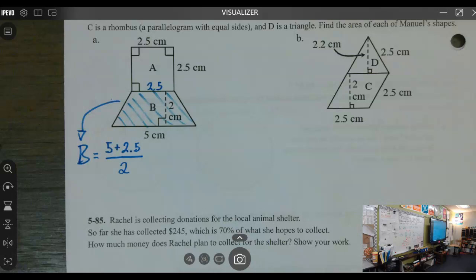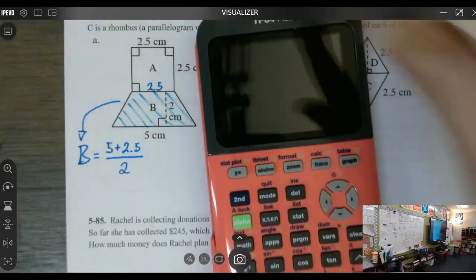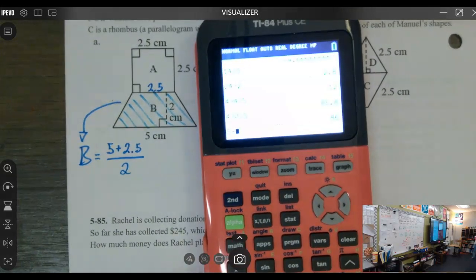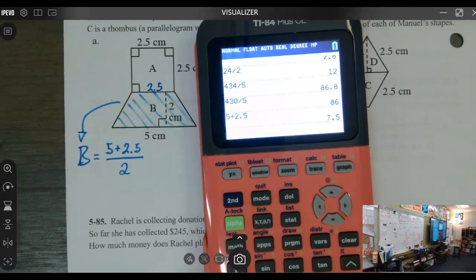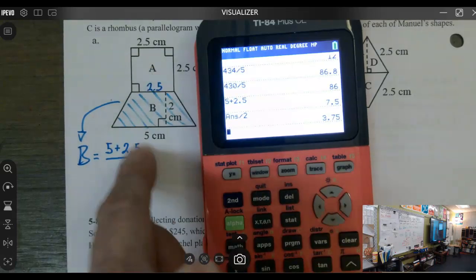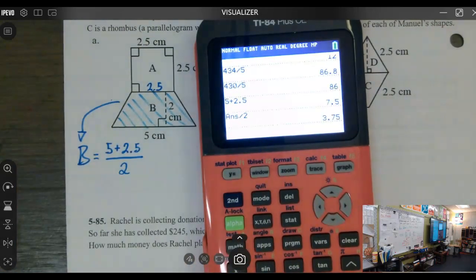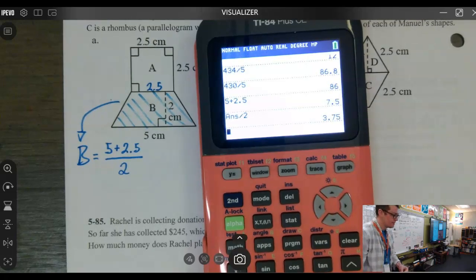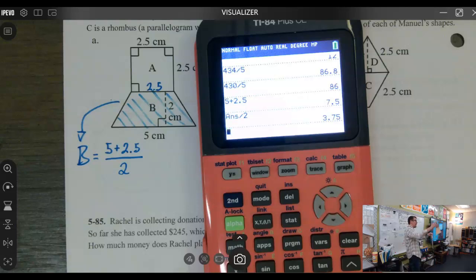So to do that, 5 plus 2.5. Divide by 2. Each of them would now be 3.75. Because I took some of my 5 off, I added it to my other base. So one got bigger, one got smaller. To do that, we average, right? We add the bases together, divide by 2, because one got bigger, one got smaller.